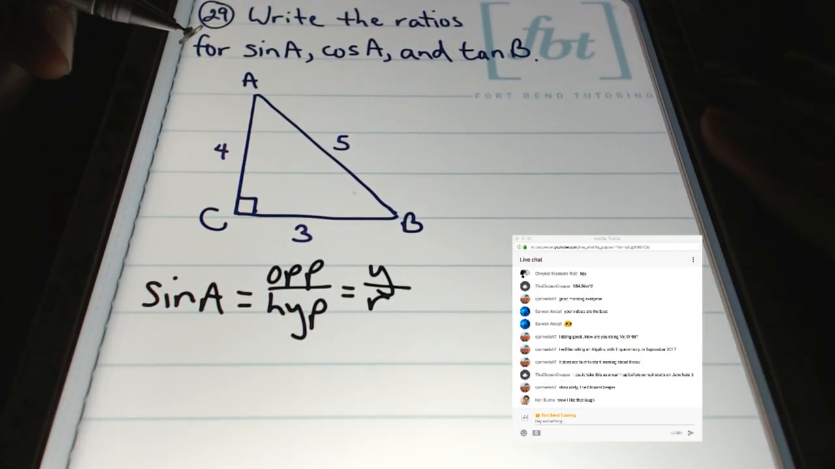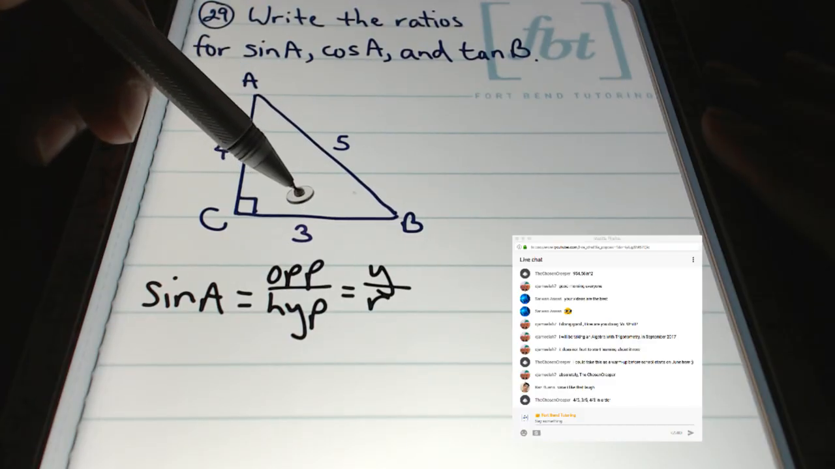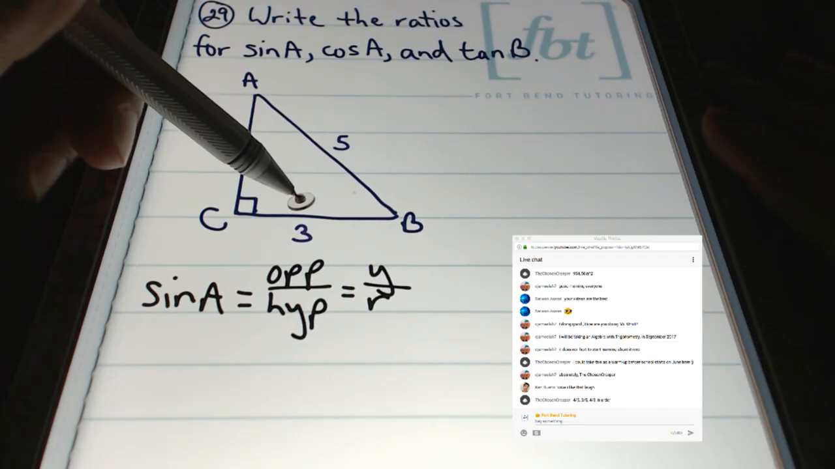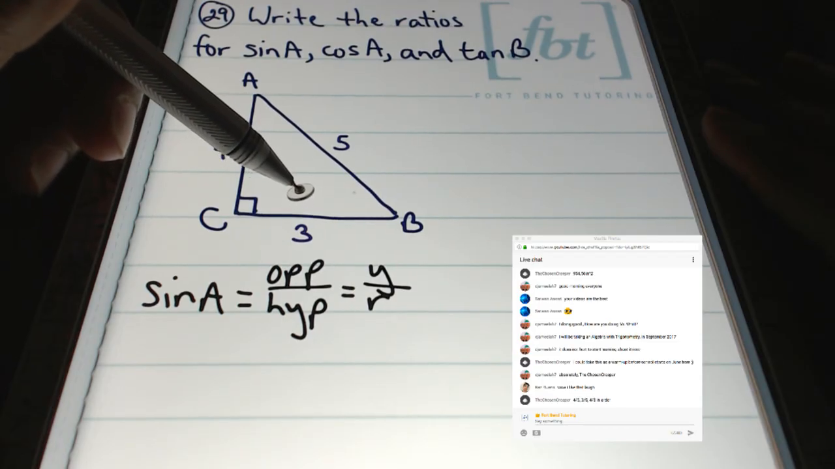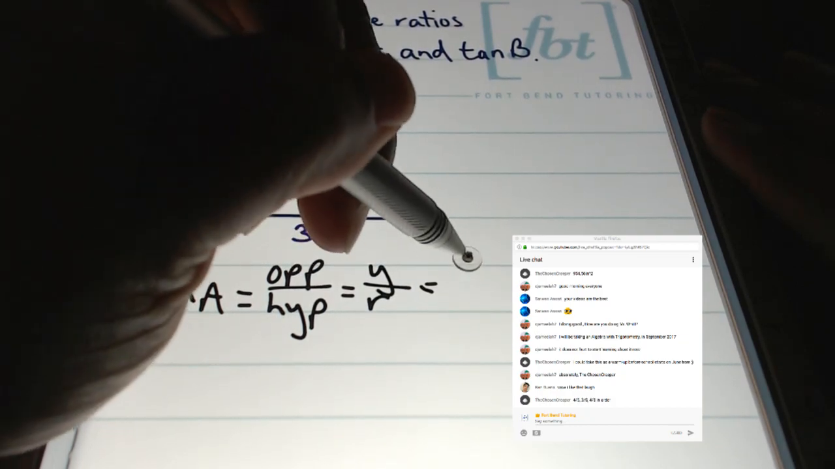One of the tricks that I use as far as finding these trigonometric ratios, guys, is to put your finger on the angle that they're referring to. Since they wanted us to find sine of A, put your finger on A and look straight across from that angle. That is going to be your opposite value. So the opposite side of that, in this case, is going to be 3.